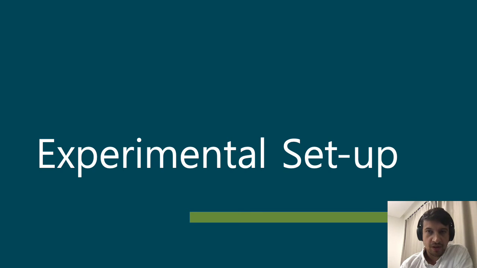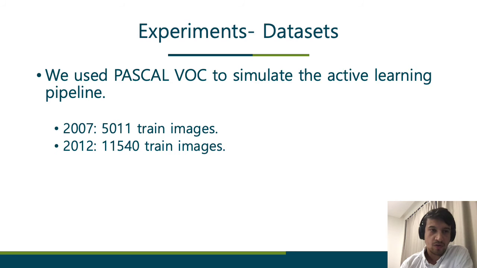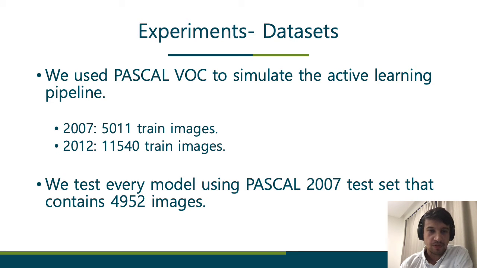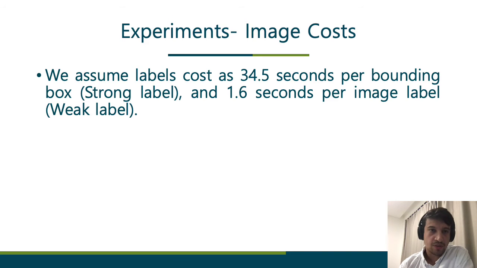Our experimental setup consists of Pascal VOC, in which we're going to use either Pascal VOC 2007 with 5,000 train images or 2012 with 11,000 images. Every time we're going to be testing on Pascal 2007, which contains 4,900 images. For the image annotation cost, we're going to assume that a strongly annotated image costs 34 seconds and a weakly annotated image costs 1.6 seconds.